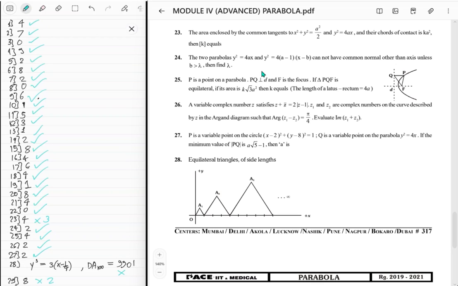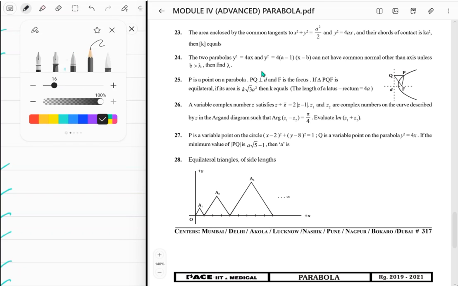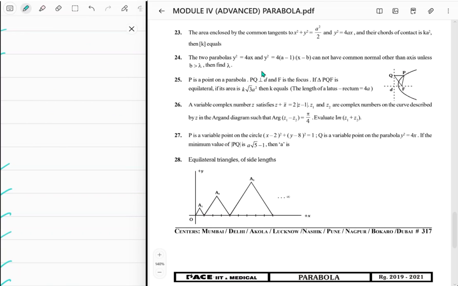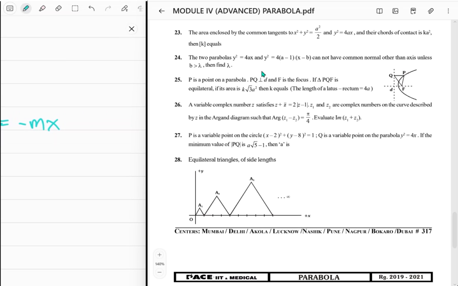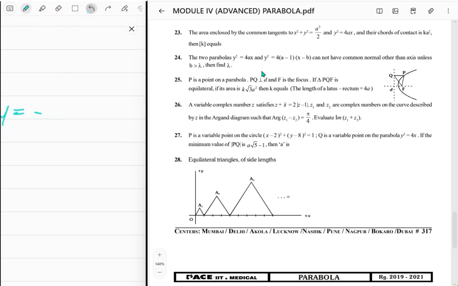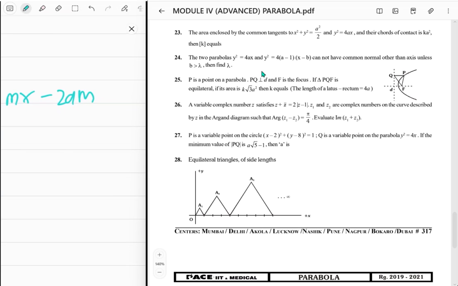This cannot have a common normal other than x's. Okay, if these have a common normal, then of course whatever for these. For the first guy, it's going to be y is equal to negative dx for mx plus 2a. Sorry, mx, not that. So it's 2am plus am cubed.